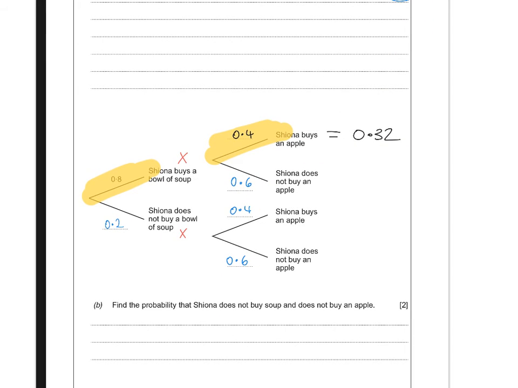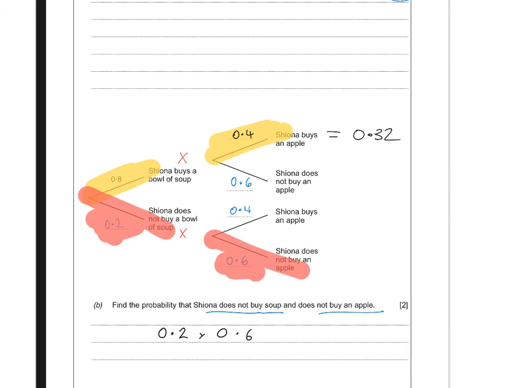The next thing says, find the probability that Shauna does not buy soup and does not buy an apple. So different to last time. This time I'm saying does not buy a bowl of soup, so I'm going here, and then does not buy an apple. So the numbers I'm interested in are 0.2 and 0.6. You have got a calculator for this, so whatever you do, do not get this question wrong. The common misconception here is to write 1.2. 0.6 times 0.2 or 0.2 times 0.6 is 0.12.